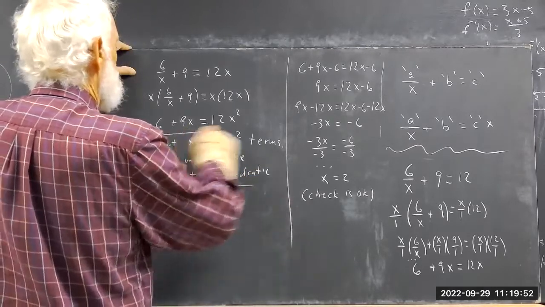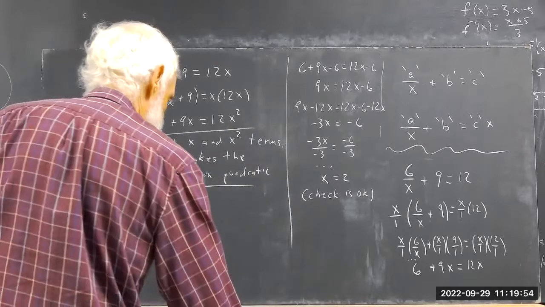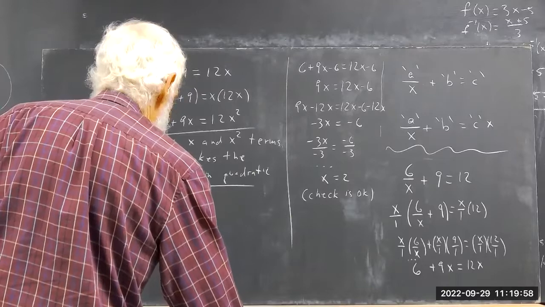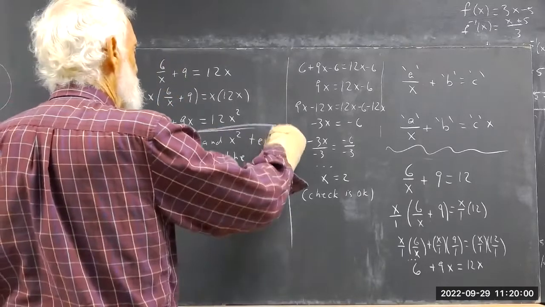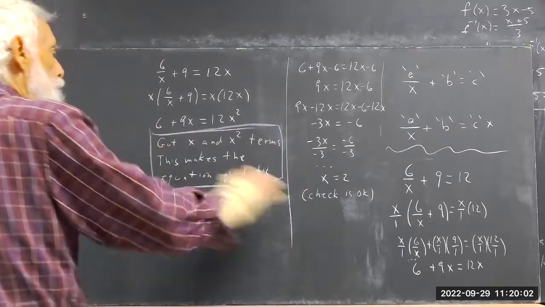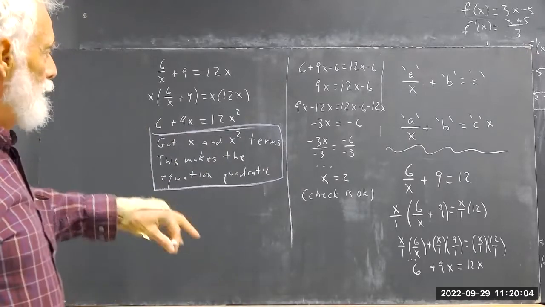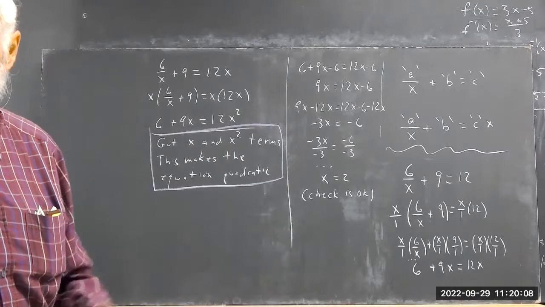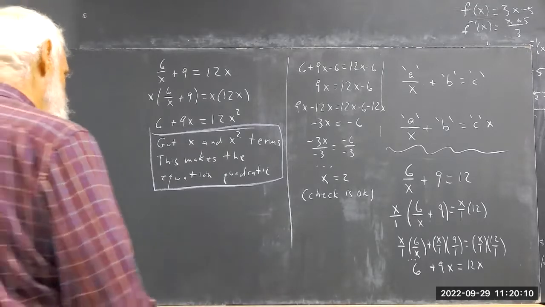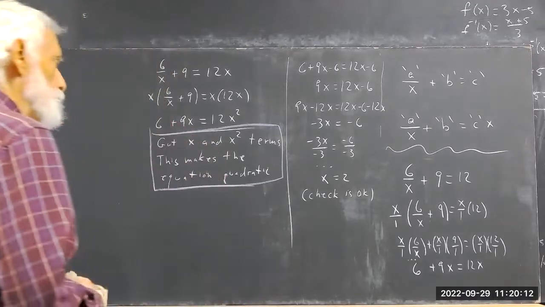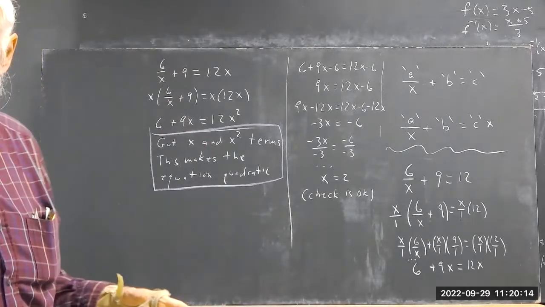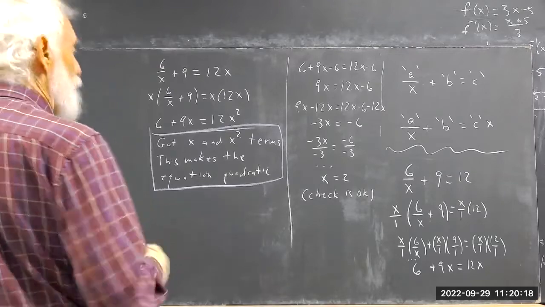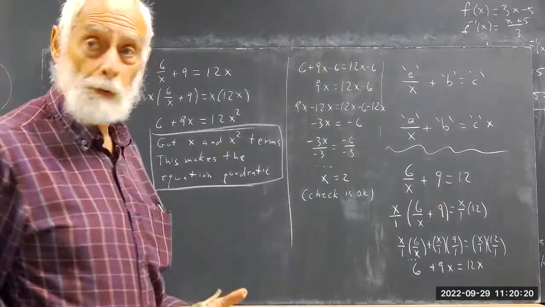We want to immediately recognize that this is important, but kind of emphasize it. We've got x and x squared terms, and plus a constant term. That makes the equation quadratic. So we can't solve a quadratic equation as a linear equation unless we violate laws of exponents and stuff.